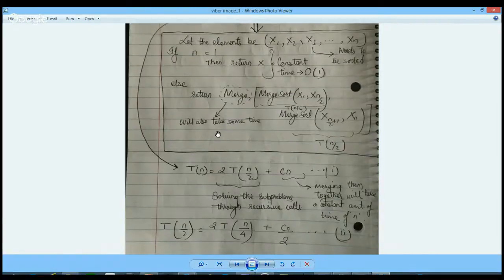All right. So what if we further split the number of elements? Let's say T(n/2). Here T(n) equals 2T(n/2) plus Cn. So T(n/2) equals 2T(n/4) plus Cn by 2, because we are further splitting the number of elements n into half. So this n by 2 becomes n by 4, and the constant term also splits into half. So let's say this is our second equation.